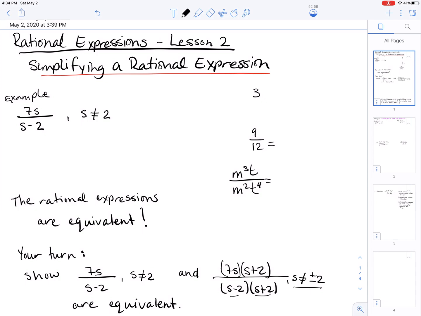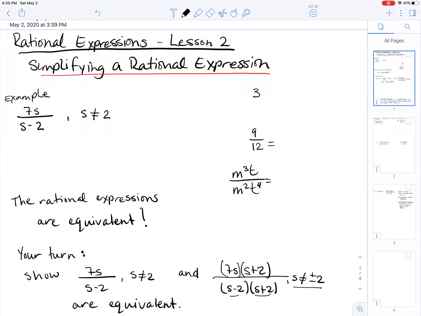First thing we need to remember from elementary school math classes is that we can multiply and divide a number by 1 and it doesn't change the value. So we can also do the same thing to a rational expression. So let's look at just a rational number.